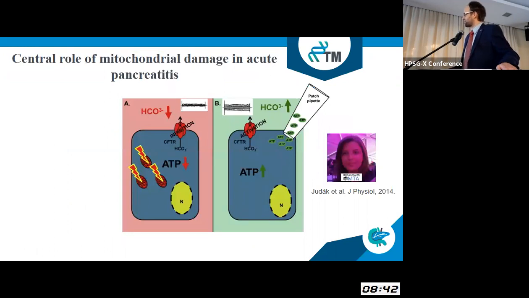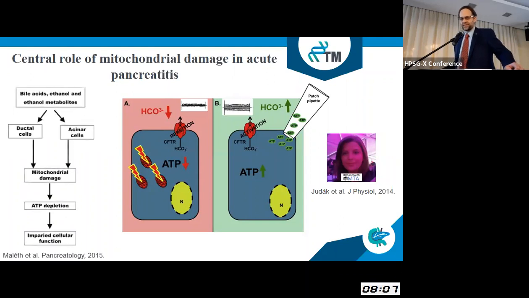There's also an elegant set of experiments carried out by Linda Junak, who was our PhD student at that time. You can see that with ethanol, there's an inhibition of the chloride channel, CFTR. And if you administer ATP to these cells via the patch clamp technique, then you increase the ATP activity inside the cell and you cause the activation of the chloride channel. So it seems like these common factors, bile acids, ethanol, and its metabolites have an effect both on ductal cells and acinar cells, which cause mitochondrial damage, cause ATP depletion, and impaired cellular function.